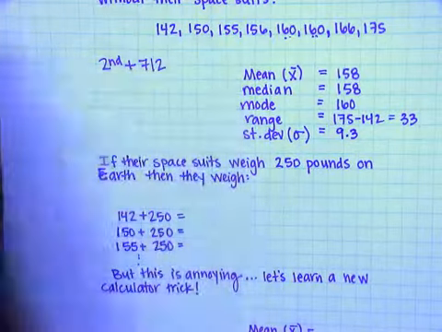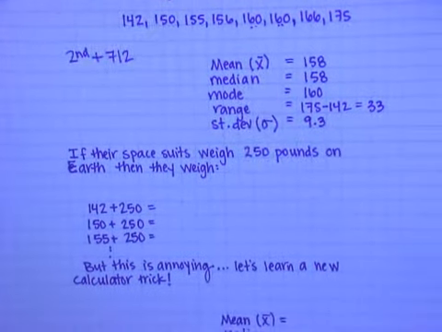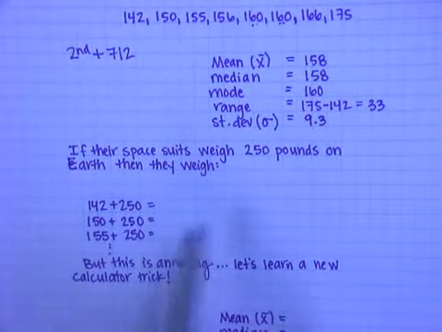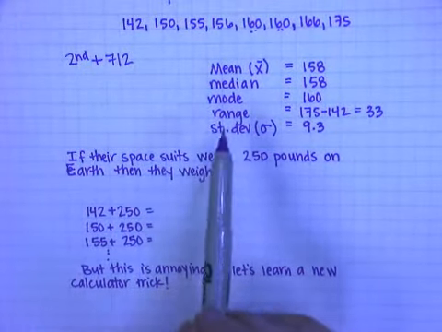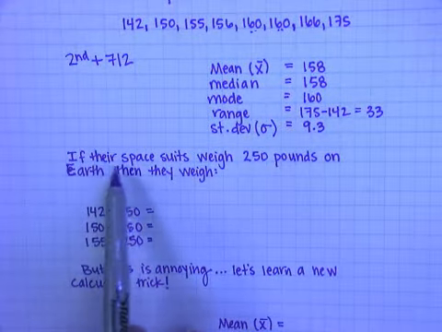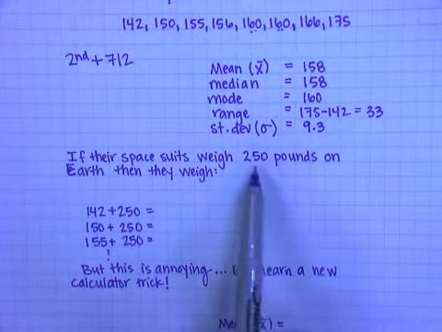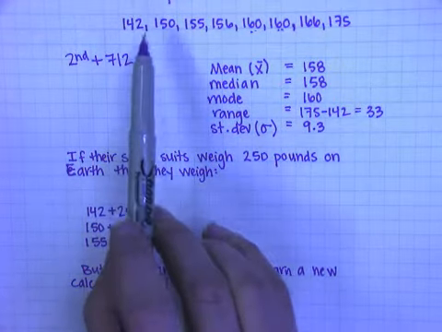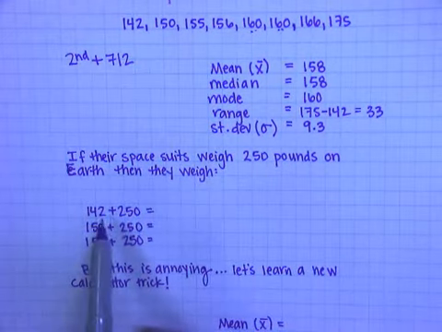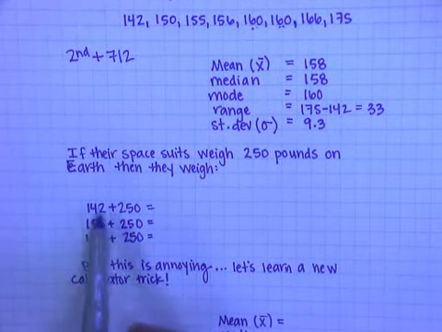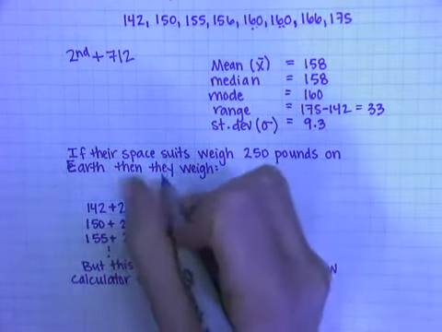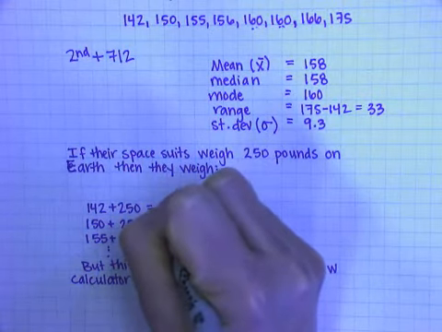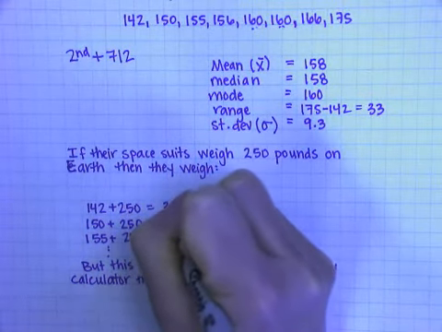Now, just like in class, on our in-class problems, we're going to have a situation where we take our data points and change all of them. So if the astronaut spacesuits weighed 250 pounds on Earth, then each one of the astronauts, when they put their spacesuit on, is going to weigh more. So for instance, the first astronaut plus his spacesuit would put us at, what, 3... Is that going to be 92, I think?